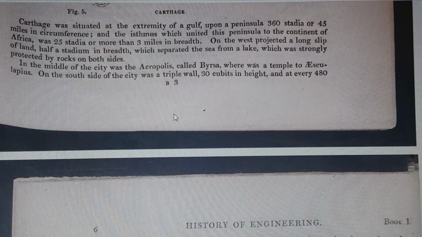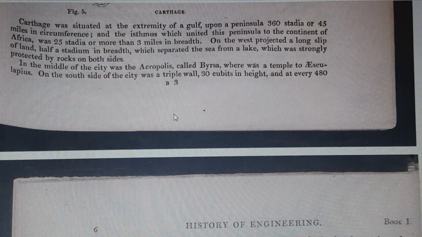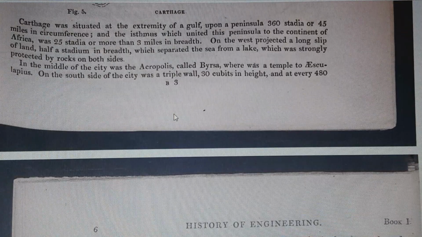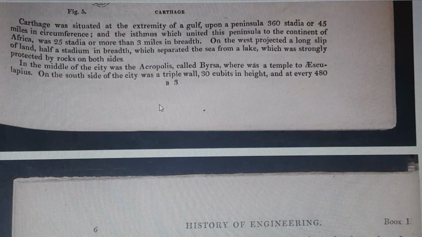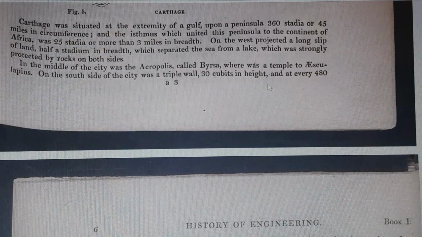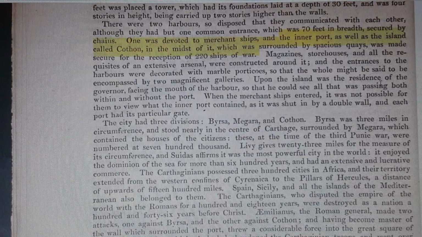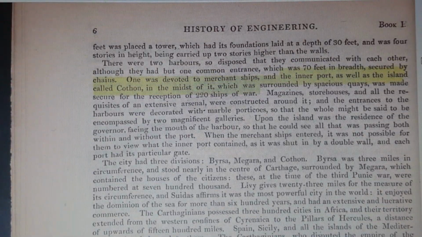In the middle of the city was the Acropolis, called Byrsa, where there was a temple of Aesculapius. On the south side of the city was a triple wall, 30 cubits in height, and at every 480 feet was placed a tower, which had its foundations laid at the depth of 30 feet, and was 4 stories in height, being carried up 2 stories higher than the walls.